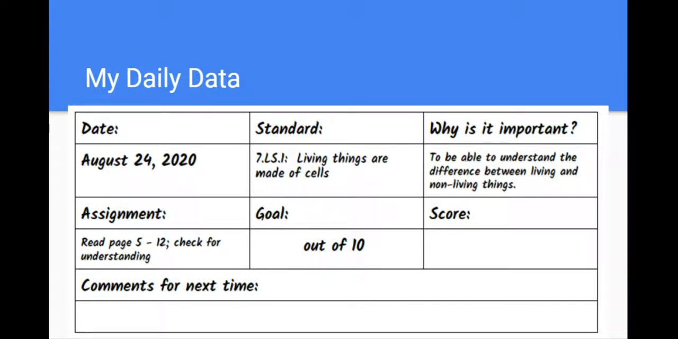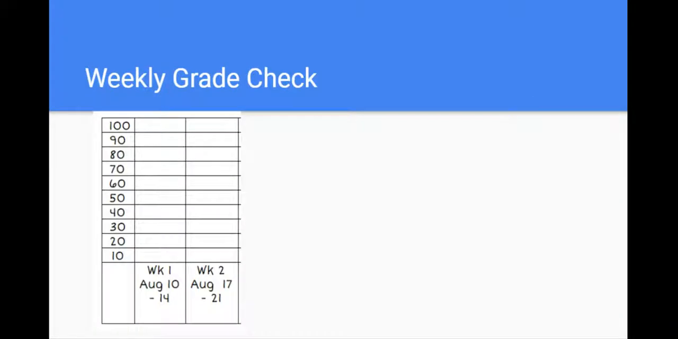Now, before we're done with our data binder, there is one last thing we need to do, and that is our weekly grade check. If you turn to the second to last page in your data binder, you will find a weekly grade tracker. Last week was week 2 of school, which was August 17th through 21st. And we will be filling out this bar chart. So when you go to the grade book, you will see what your grade looks like for last week.